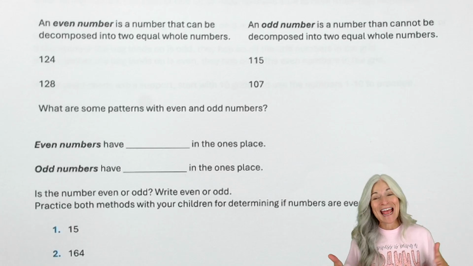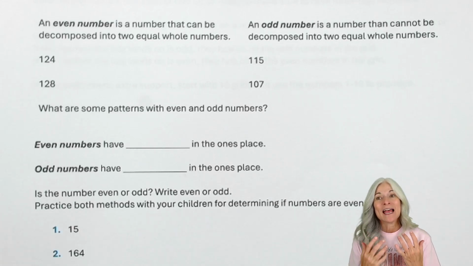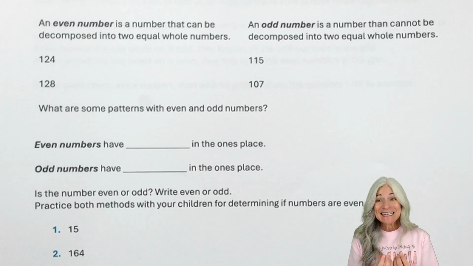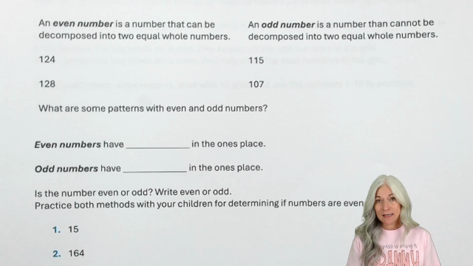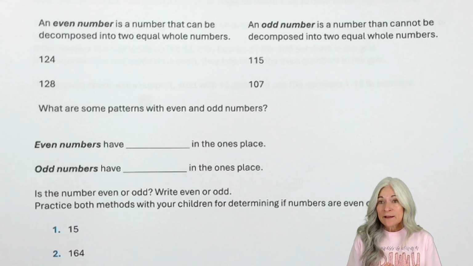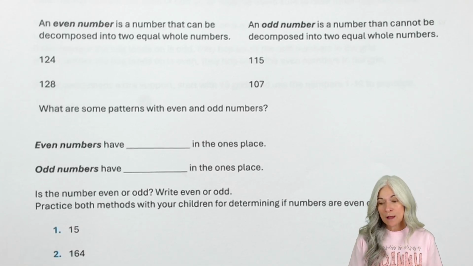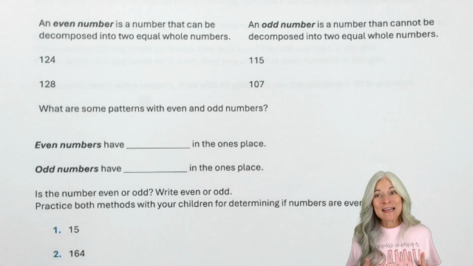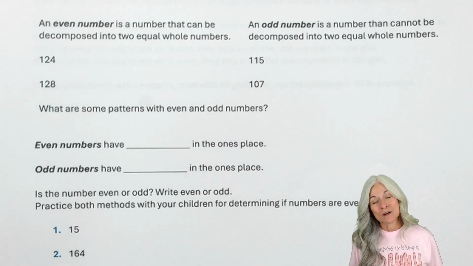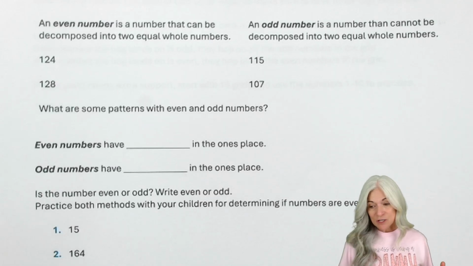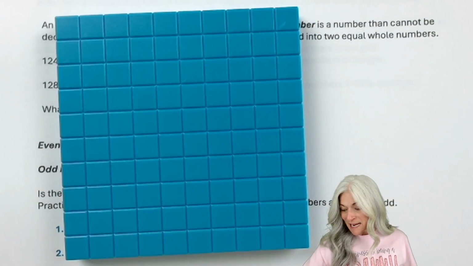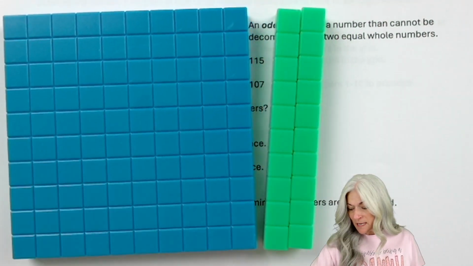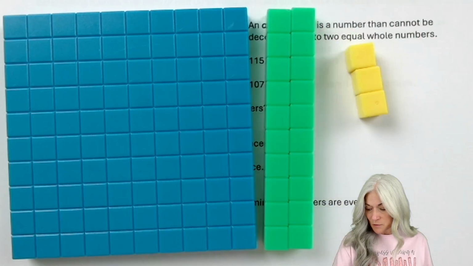Okay, well, again, as with all of the other lessons, wanting students to really understand, not just memorize a rule, but to understand what it means for a number to be even. So an even number, the actual definition is it's a number that can be decomposed into two equal whole numbers. So if you've got those base 10 blocks, I really encourage you to work with them. Okay, so we could take the 124 and show that with base 10 blocks. Okay, so here's 100 and there's 20 and then there's 1, 2, 3, 4.